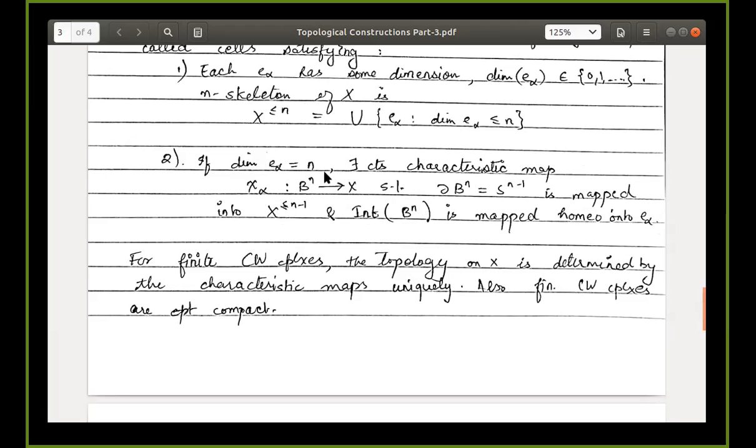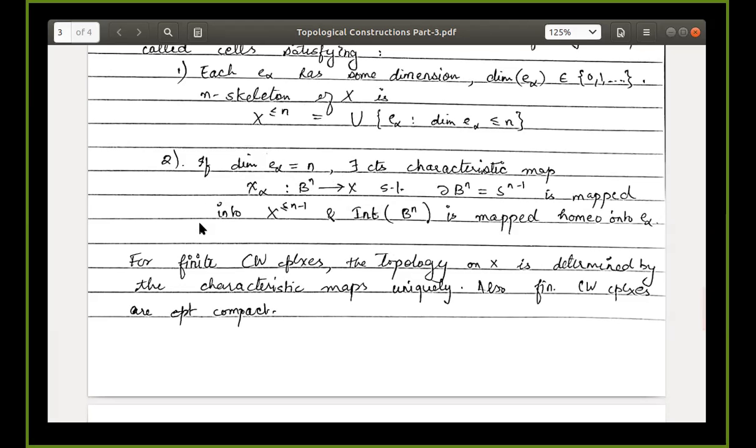So this E alpha sits here, E alpha belongs to X. Homeomorphically means there is no identification happening on the interior of the cells. Only the boundary of the cells gets identified, or rather glued. These two conditions are enough for the finite simplicial complexes. The topology on such a complex is determined by the characteristic maps which we have defined here. This defines it uniquely, you can check. And also, all these finite CW complexes are compact.